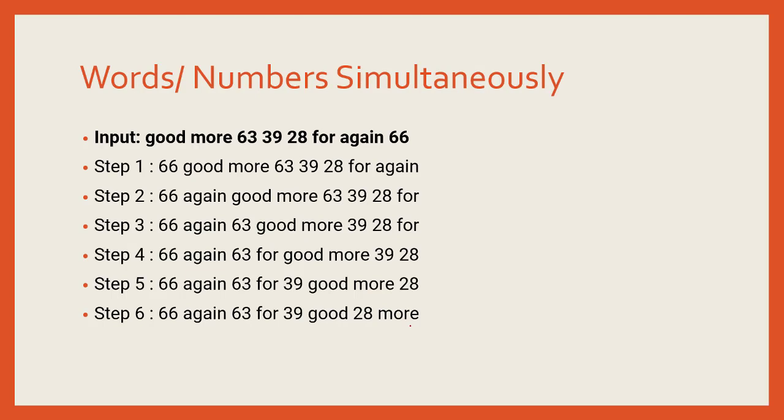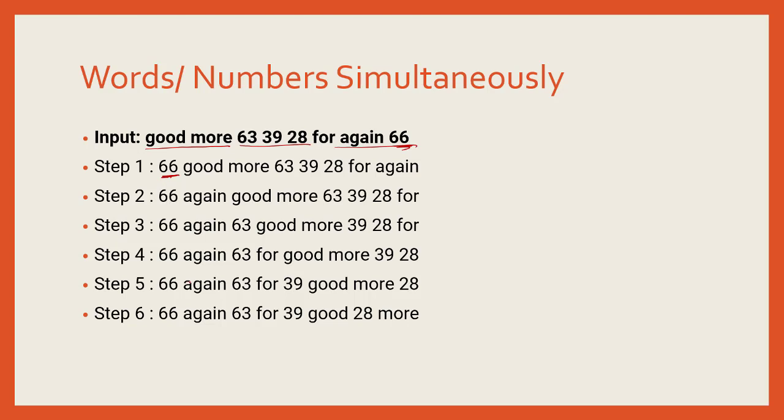Words or numbers simultaneously. This is the last variation in the arrangements question. Now in this input string, you can see some words are also there, and there are some numbers also. Okay, so the input string is good, more, 63, 39, 28, 4, again 66. In step 1, what we have done, we have brought 66 ahead.